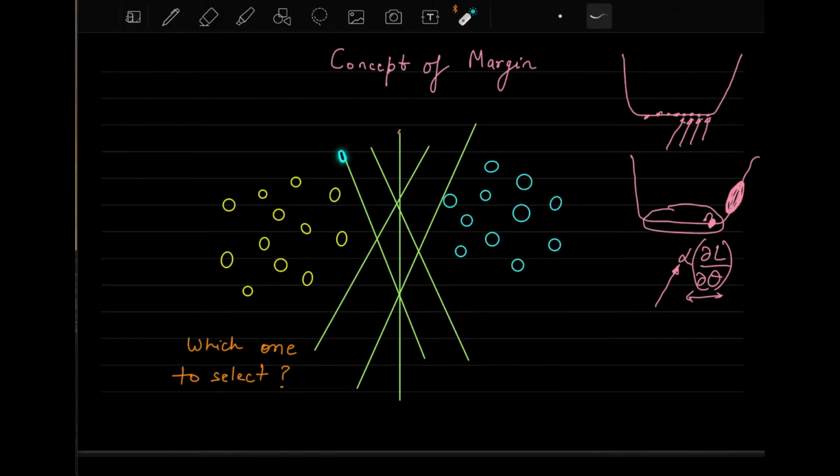Whereas this particular hyperplane, if you see, has a very small margin from here, but a very big margin from this side. So it's completely unequal in distribution. So this is not selected because of that reason.